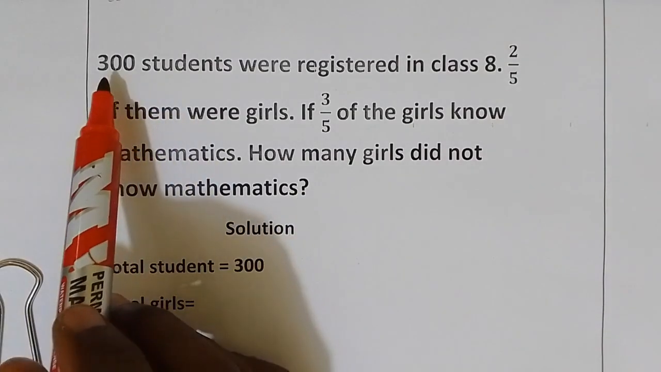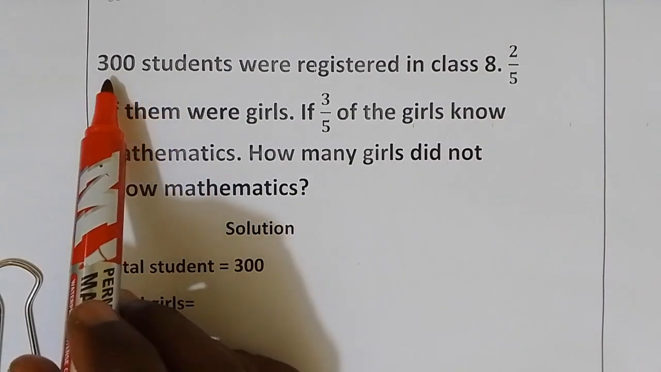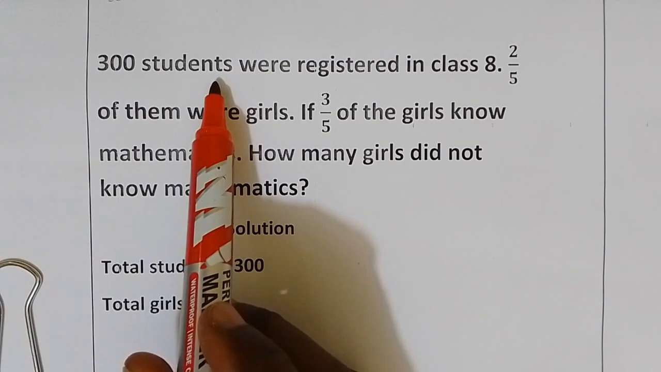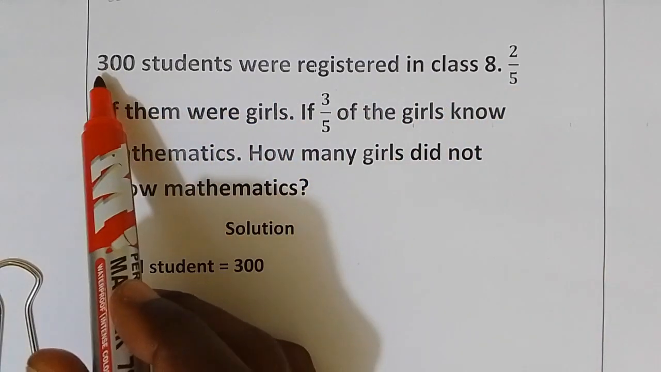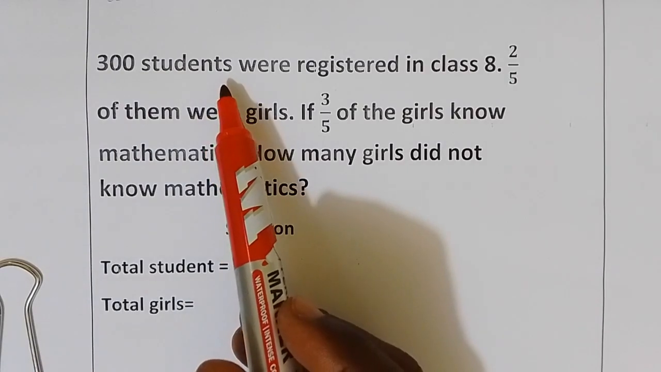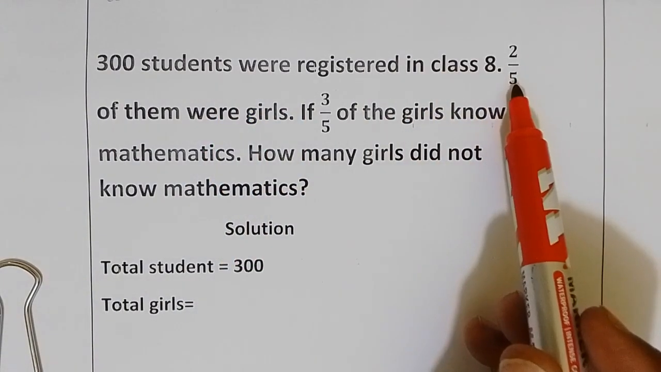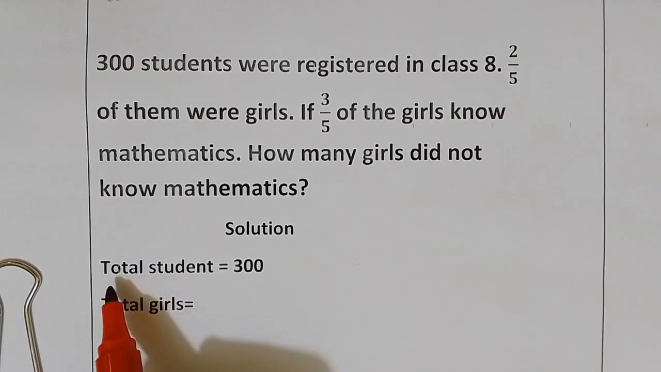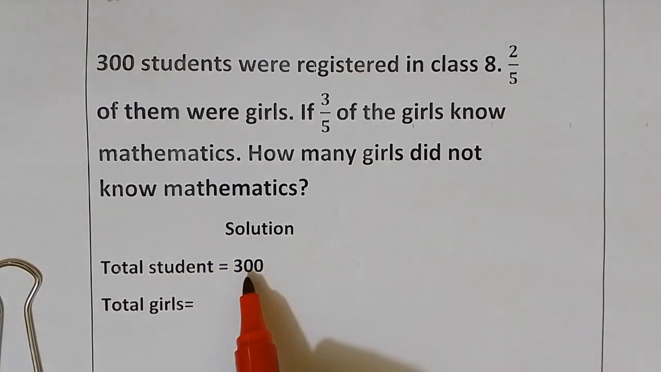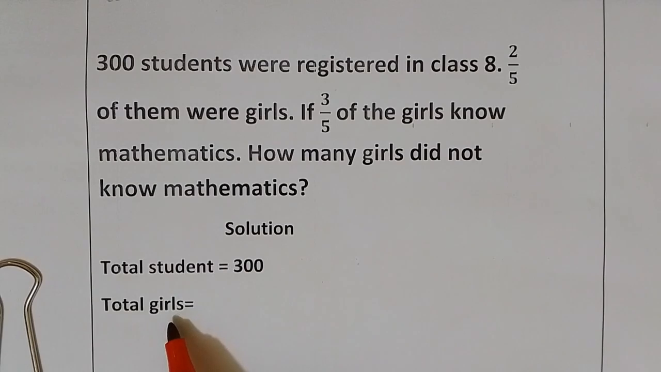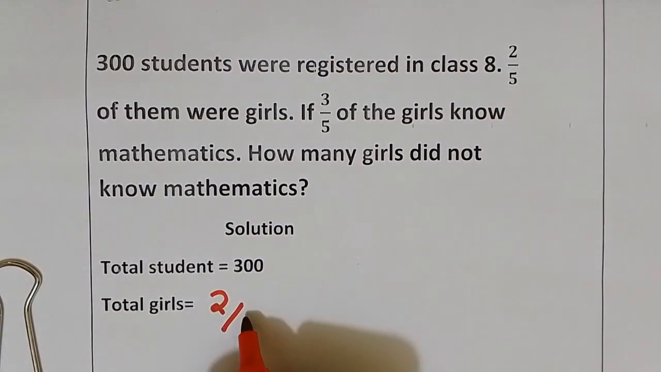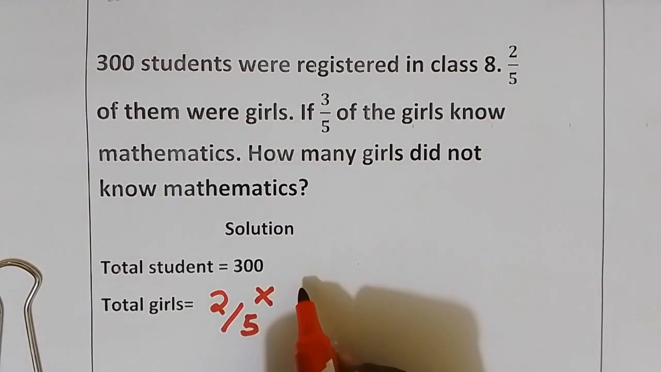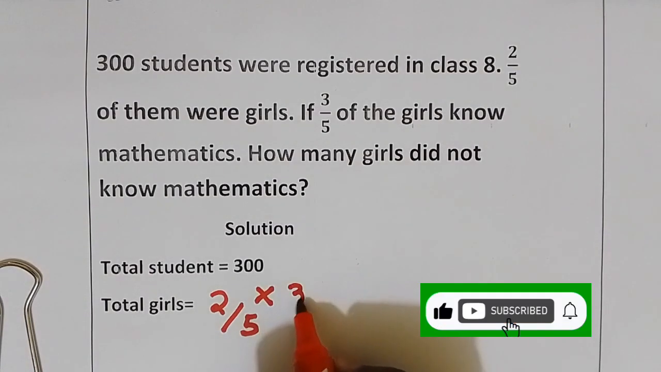From this question, they give us the total number of students, which is 300 students. And also, they gave us the fraction of girls among these 300 students. We will use the fraction of girls to get the number of girls that are registered. So, the total number of students is 300. We can get the total number of girls by taking the fraction of girls, that is 2 out of 5, multiplied by the number of students, that is 300.